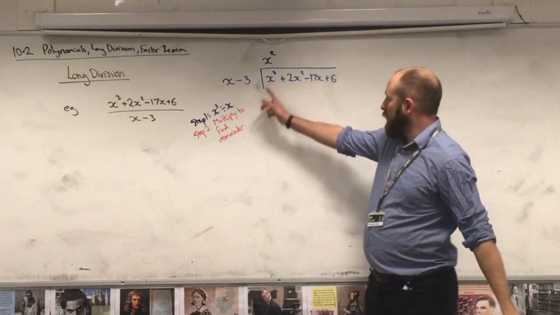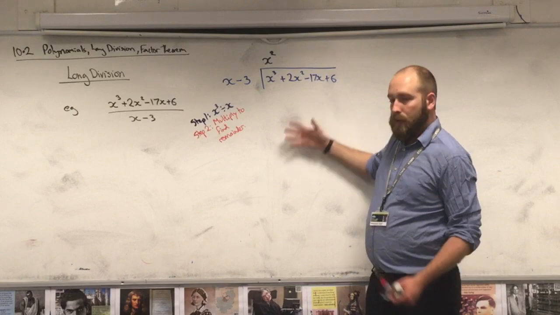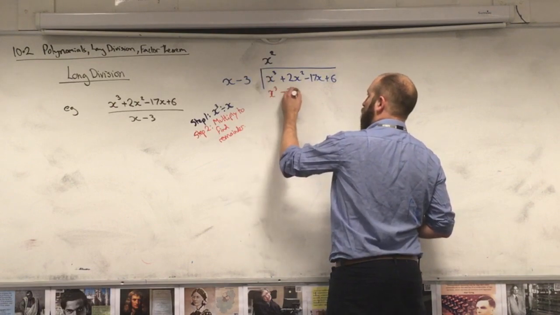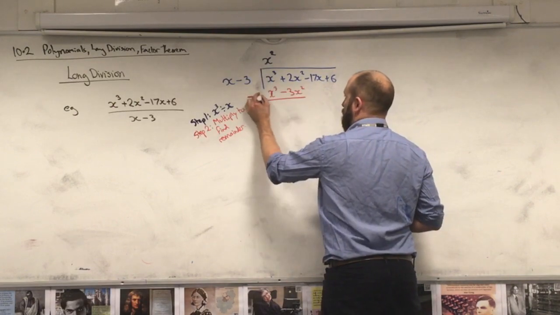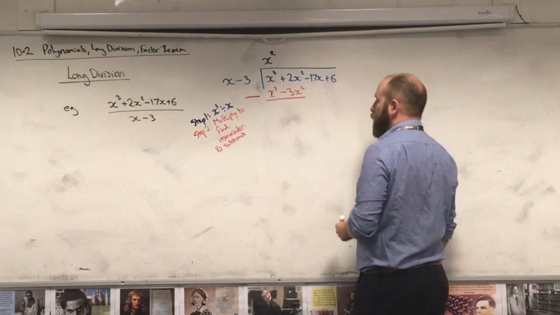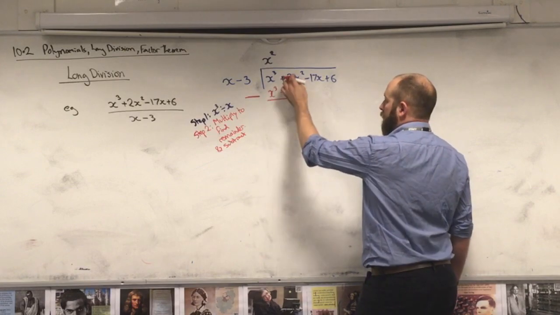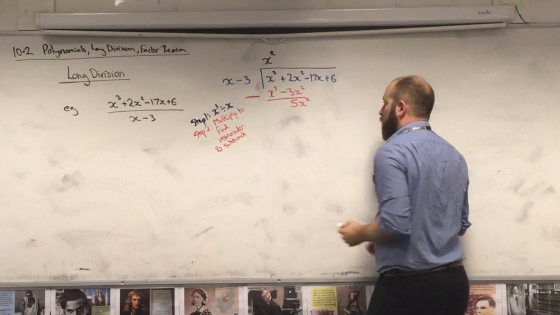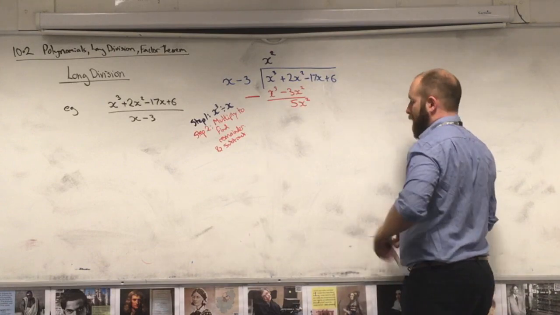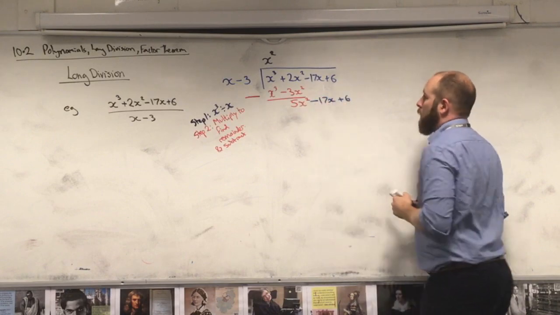So we've done the first bit of division. We did x cubed divided by x and got x squared. Now we're going to multiply our x squared to see what's left to divide next. So x squared times x gives us x cubed. x squared times minus 3 is minus 3x squared. And now we're going to subtract those. So multiply to find the remainder and subtract. x cubed take x cubed is 0. 2x squared minus 3x squared is going to be 5x squared. So the first bit of long division has been done, and now we're going to drop down the next bit. So you get 5x squared minus 17x plus 6.